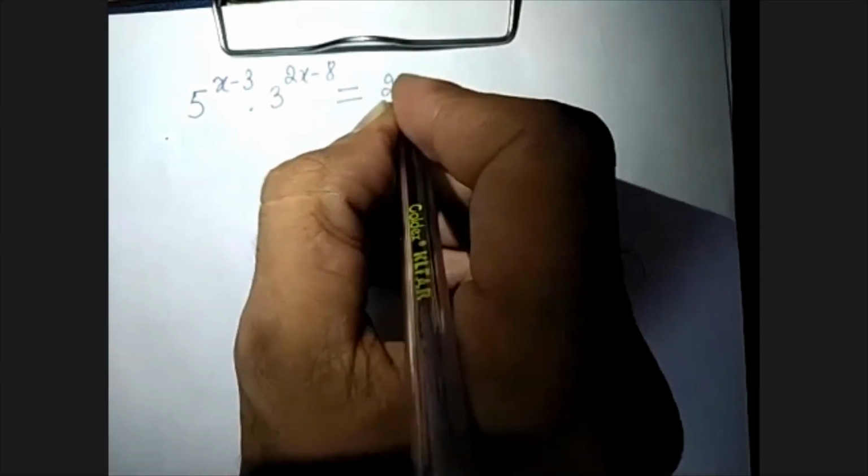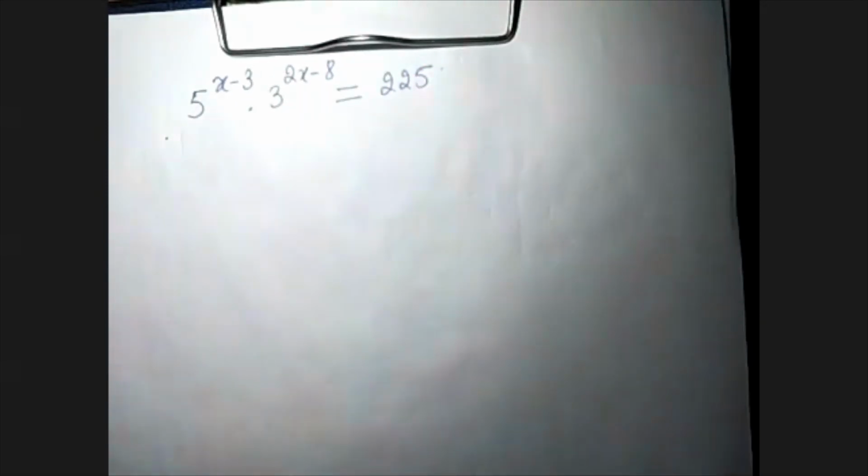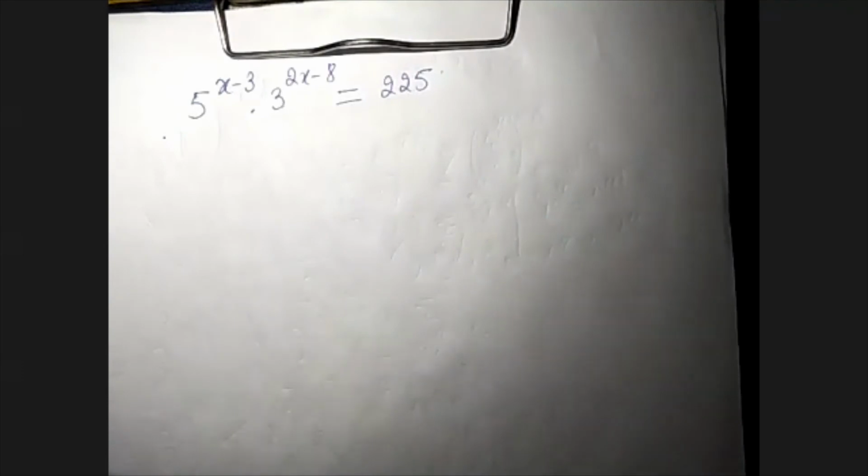So 5^(x minus 3) into 3^(2x minus 8). So that gives me 225. Now he's saying find the value of x. You might have got more difficult questions like this.